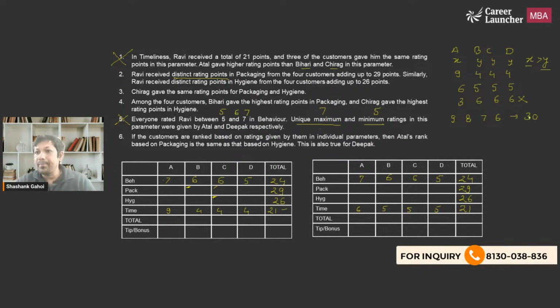Now what do I need? I need the sum to be 29. So I have to decrease one value by 1 so that my sum becomes 29, right? So I need to decrease by 1. So 9 becomes 8. So 8, 8, 7, 6.